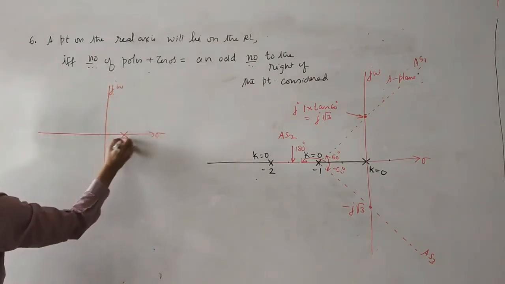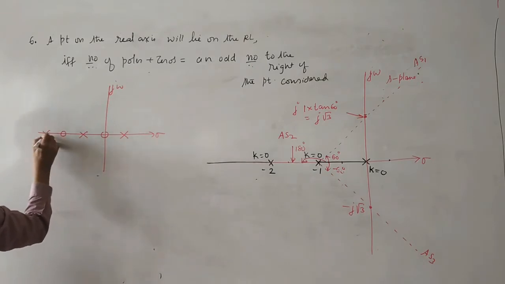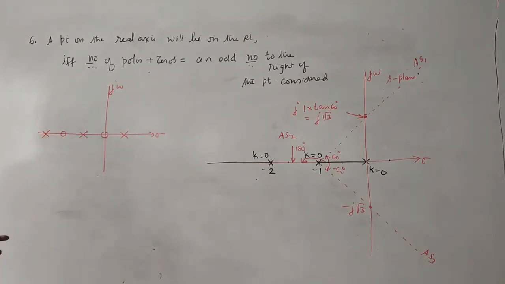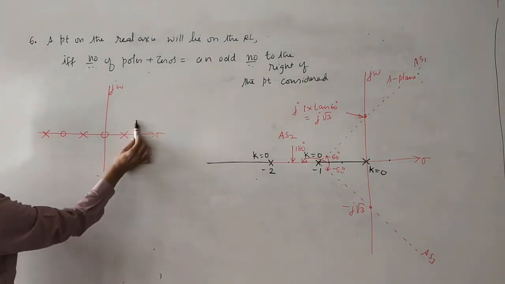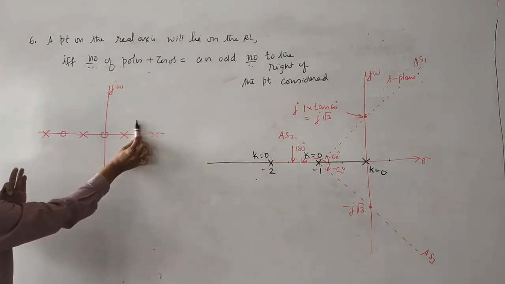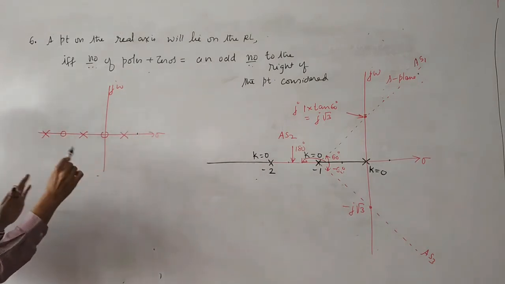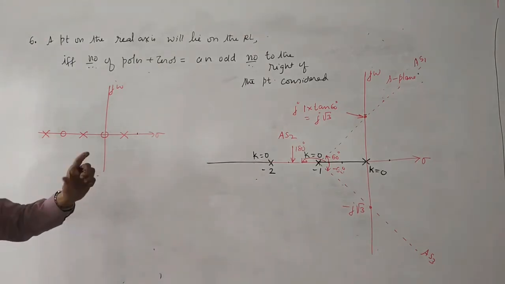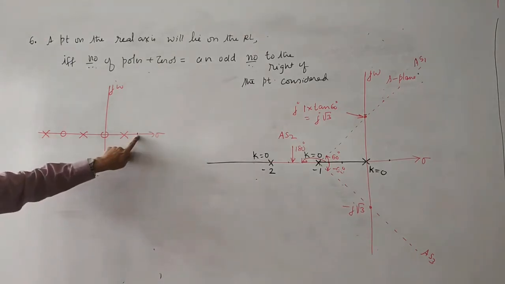Let us say we have a scenario like this. Now I will take a point over here. See to the right of this point. How many poles are there? No poles. How many zeros are there to the right of the pen? No zeros. Add both. 0 plus 0, 0. 0 even number. Therefore, root locus cannot lie at this point.